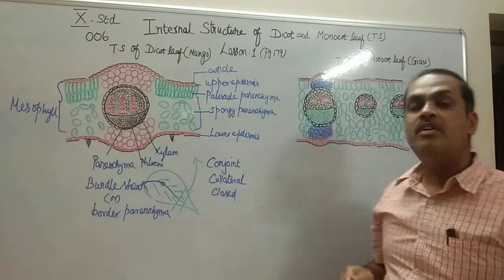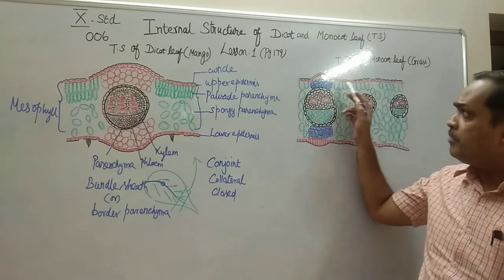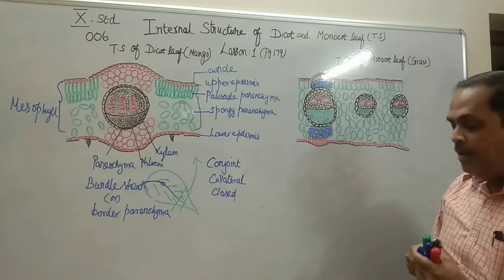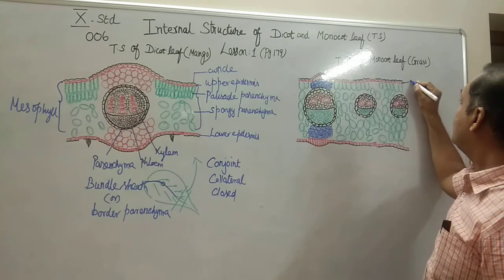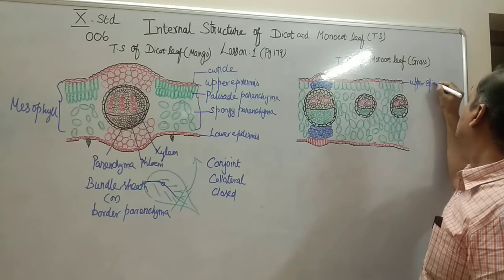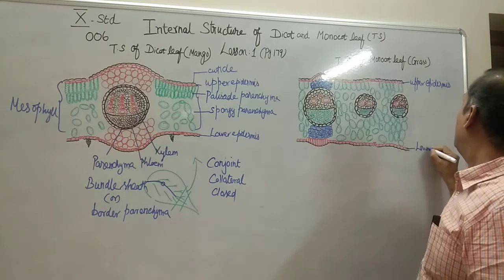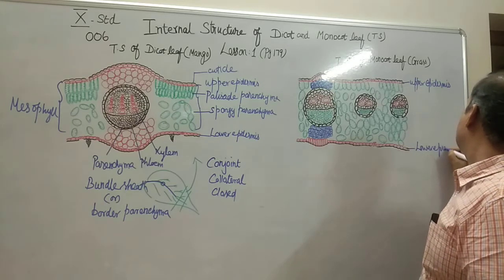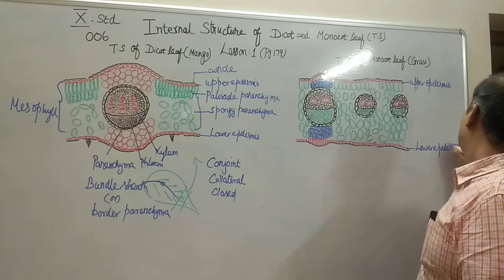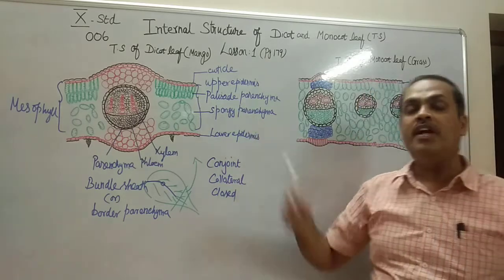The example given in the textbook is grass. In the monocot leaf, you are able to see two epidermis. This is the upper epidermis and this one is the lower epidermis. In monocot leaf, there is no such differentiation as we saw in the dicot leaf.